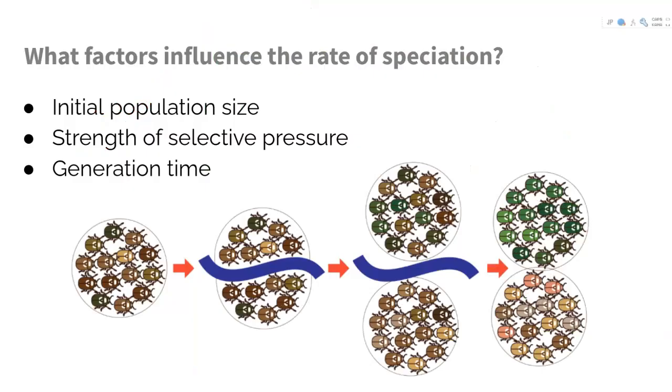All right, one last item, just some factors that influence the rate of speciation. The initial population size. If it's a big population, it's probably going to go through speciation a little slower, because there's going to be a lot of gene flow within each side of the population. But if it's small, then speciation might occur very quickly. The strength of selective pressure, right? If we have two very different selective pressures acting on the two sides of the population, this could also speed up speciation.